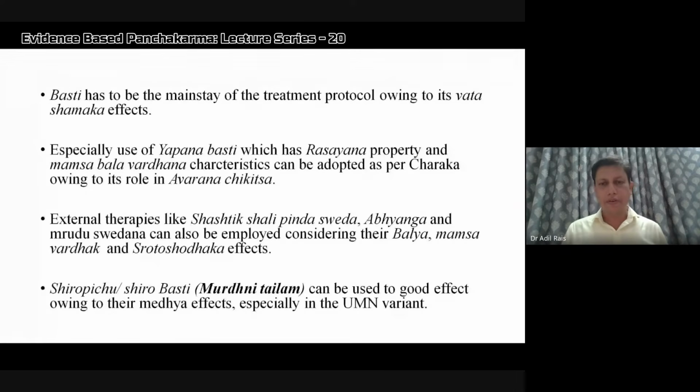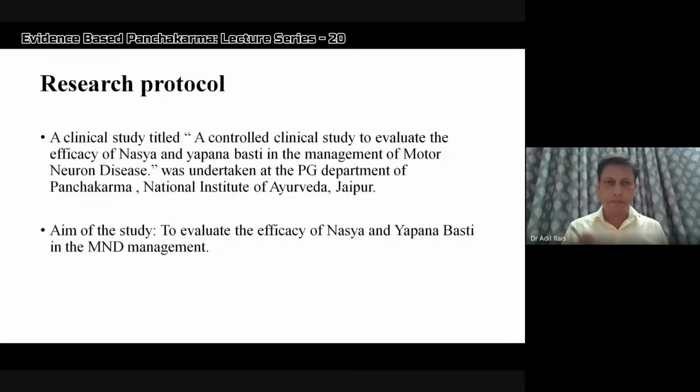External therapies like Shashtikshali Pinda Sweda, Abhyanga and Mridu Swedan can also be employed. Shiropichu, Shirovasti and Murdha Taila can be used to good effect owing to their Medhya effects.